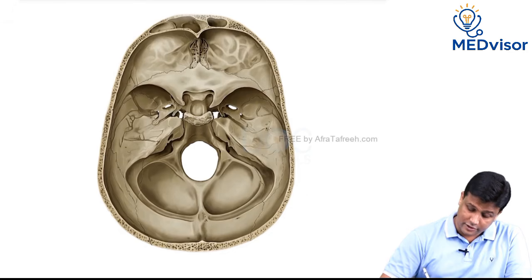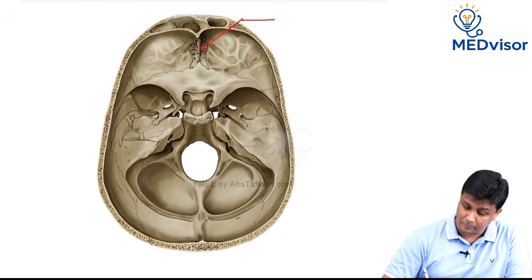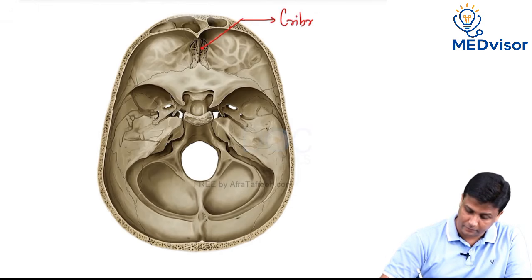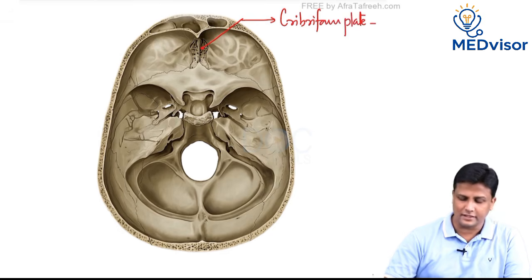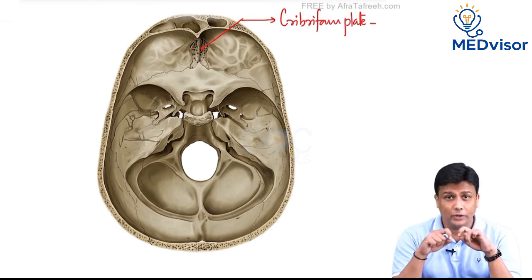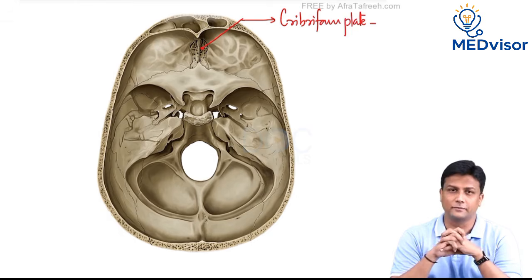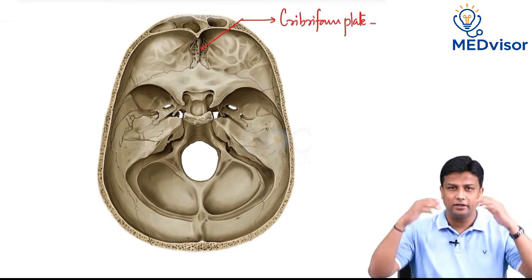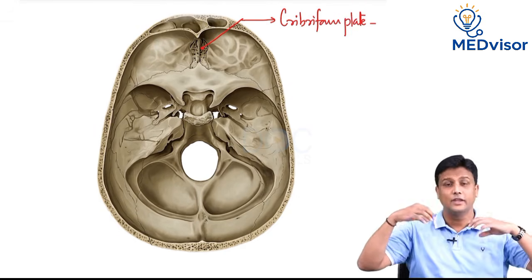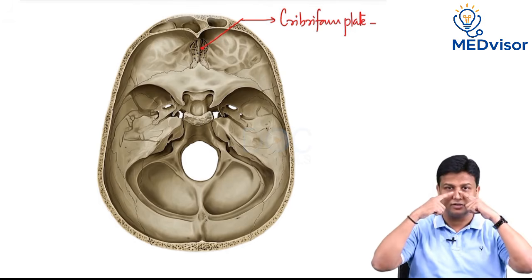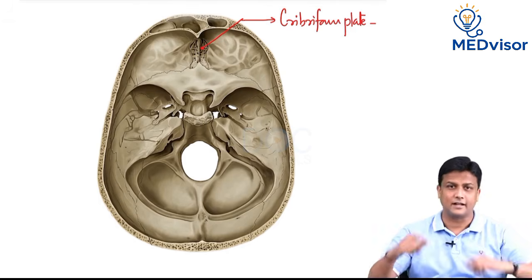In this diagram, first of all, I can see the cribriform plate here. That is the reason I told you in the very beginning to remember the orientation. Orientation is very important. If that is a cribriform plate, we are looking at the diagram from above. If you are looking from above, that is above the nose or the nasal cavity.